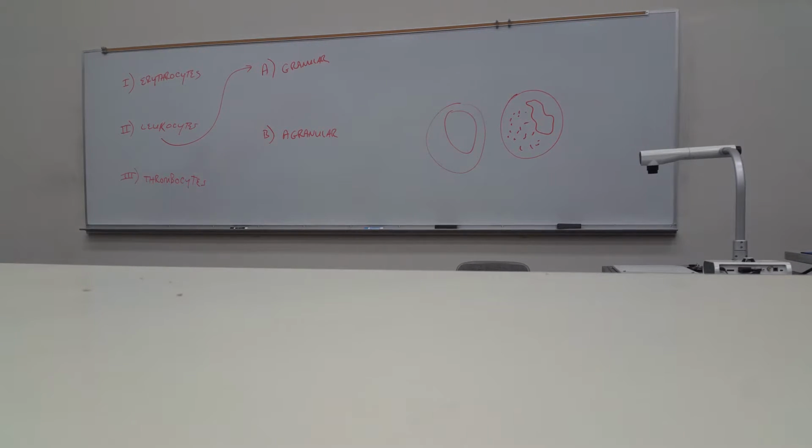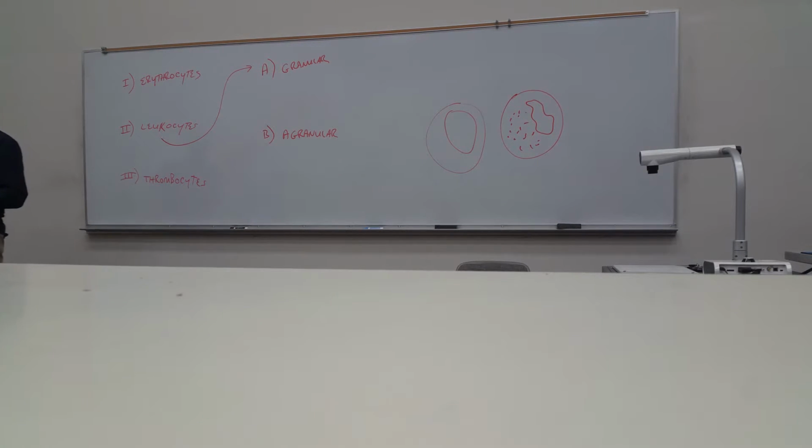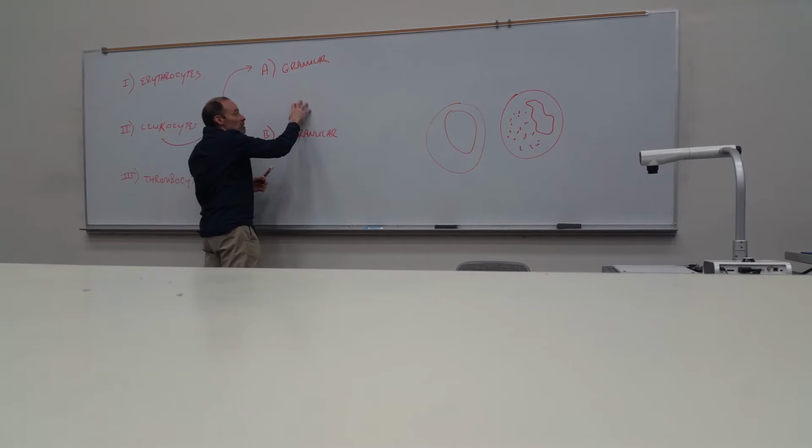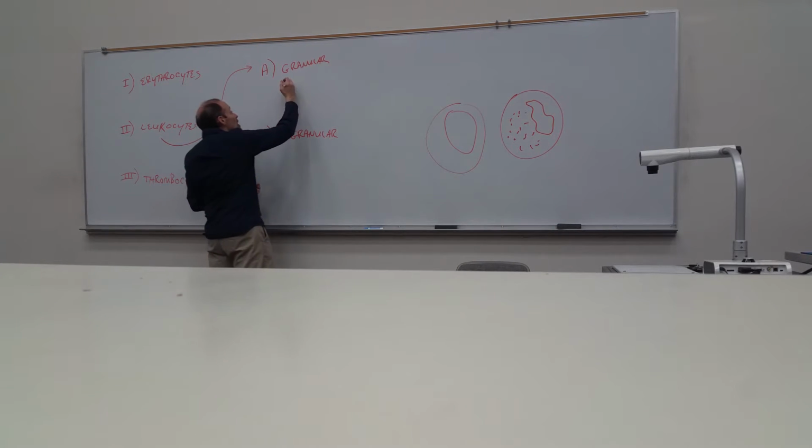Some examples of granular versus agranular. If you get an annual physical, one of the things they're going to do in your blood work is tell you how many of each kind, what's the percentage of these versus those in your blood, because having too many or too few of a certain kind would be indicative of a certain disease or disorder, depending on which one.